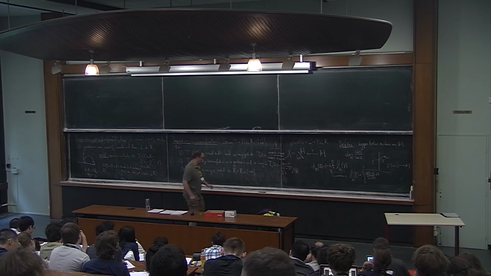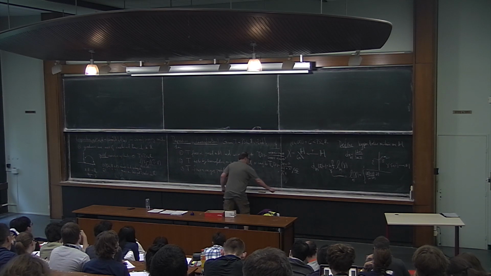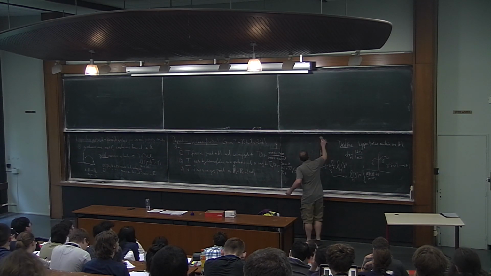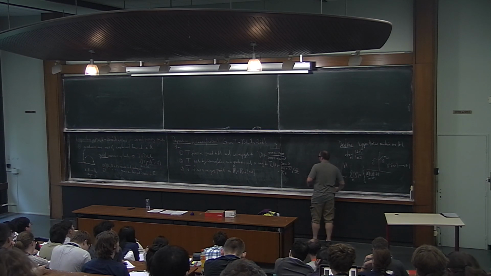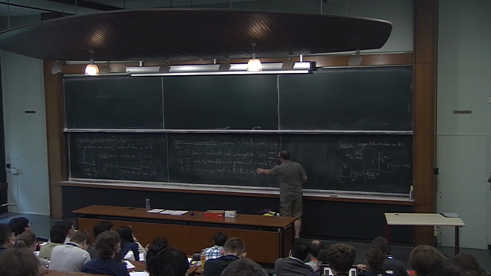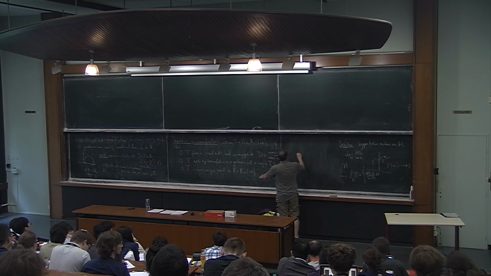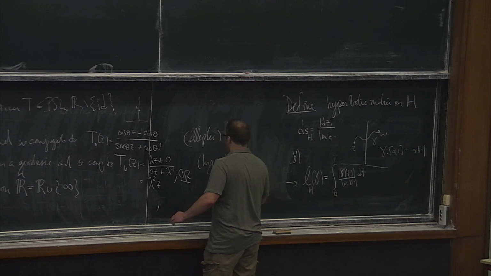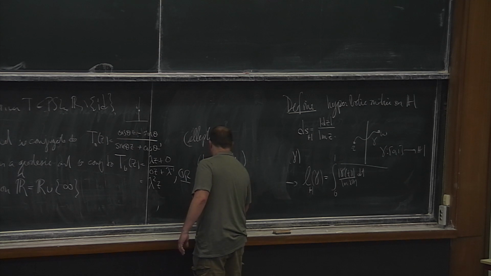Okay, so these things are called, respectively, elliptic, hyperbolic, and parabolic. Let me write: these are called elliptic, these are called hyperbolic, and these are called parabolic.